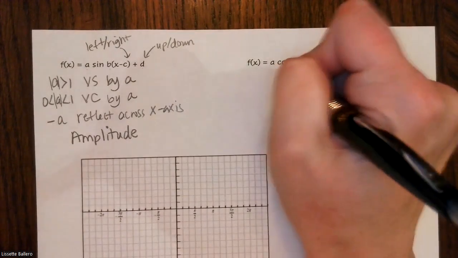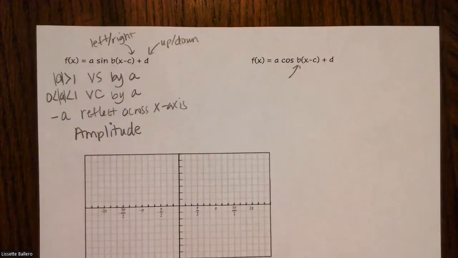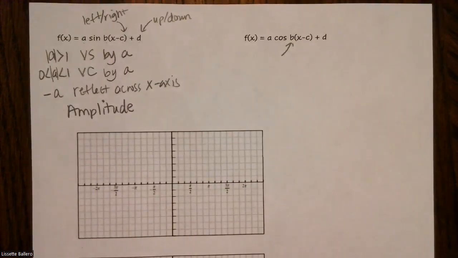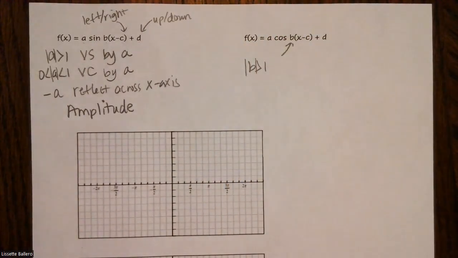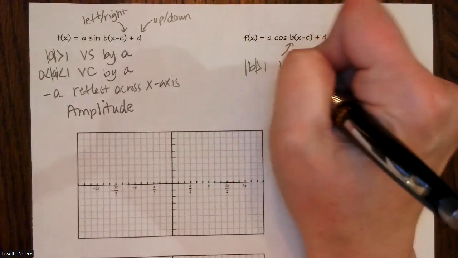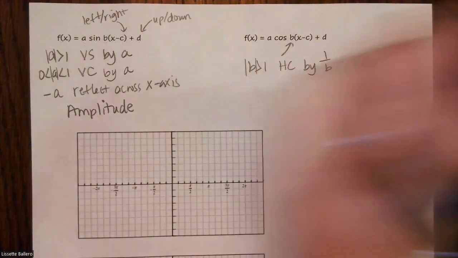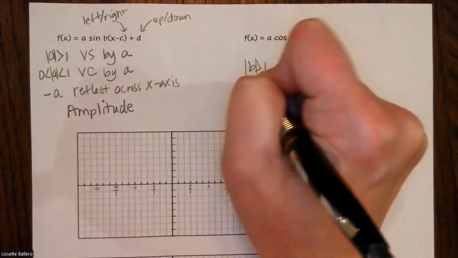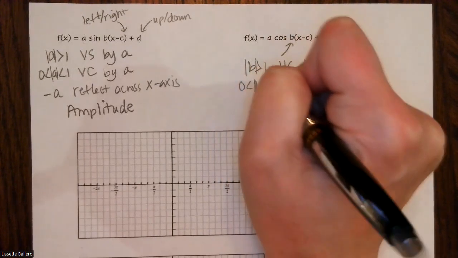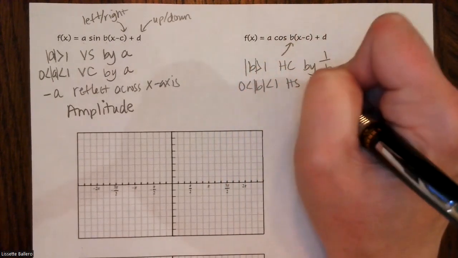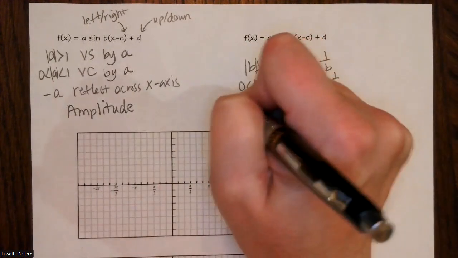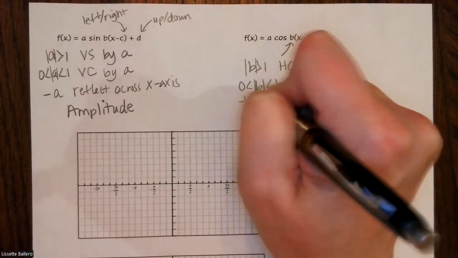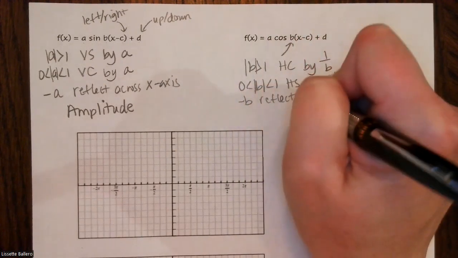Now let's talk about that B value. And again, it doesn't matter if it's sine or cosine or whichever function you're dealing with. If B is greater than 1, and again in absolute values, then it is a horizontal compression by 1 over B. If B is between 0 and 1, it is a horizontal stretch by 1 over B. And if the B value is negative, then it's a reflection across the Y.